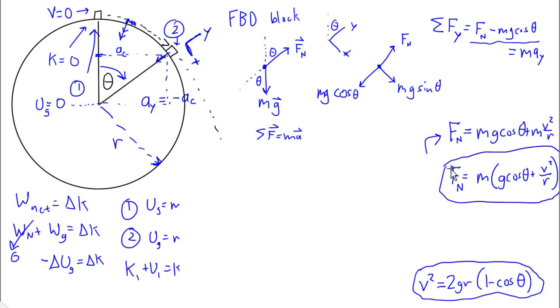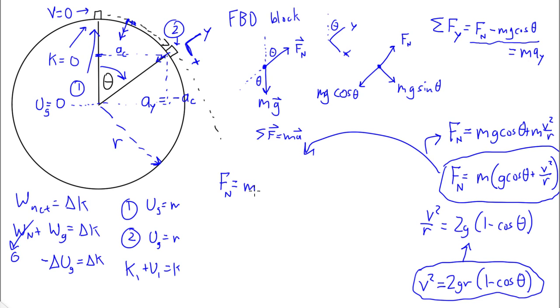Okay, so going from these two now, I can take this v squared here and plug it in up here. And in fact, I can turn this into v squared over r, which is equal to 2g times 1 minus cosine theta. And now this whole thing is this whole thing, so I can just plug it straight in there. And what I'm going to get is normal force equals m times g cosine theta plus 2g, and I'm just going to go 2g minus 2g cosine theta.